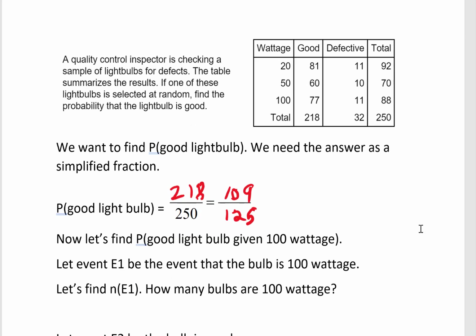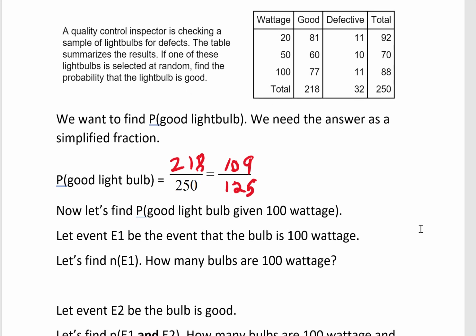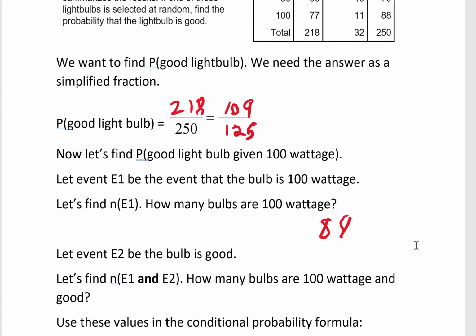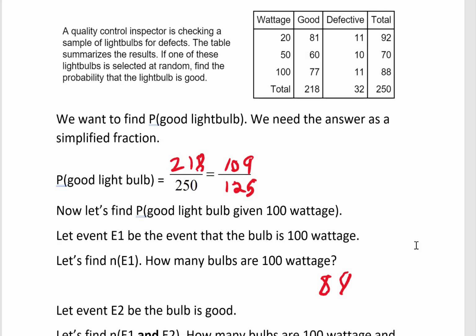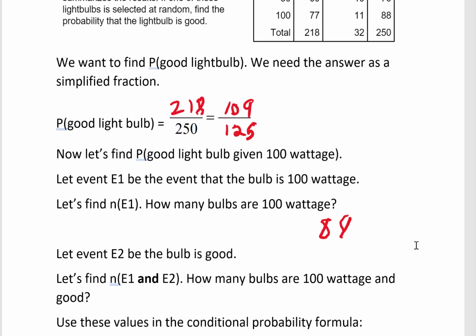Now let's find the probability of getting a good light bulb given that we know that it was a 100 wattage light bulb. Let the event E1 be the event that the bulb is 100 wattage. And let's find the number of outcomes in E1. How many bulbs are 100 wattage? And if we look on the table there, we see that 88 of the bulbs in the table are 100 watt. And then let event E2 be that the bulb is good. So let's find the number of outcomes in E1 and E2. How many bulbs are 100 wattage and good? And if we look in the table, we see that that's going to be 77.